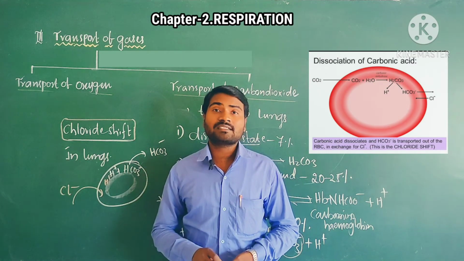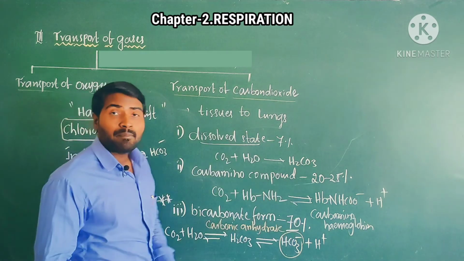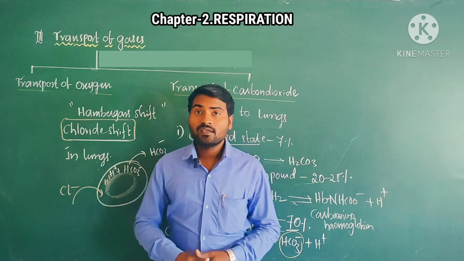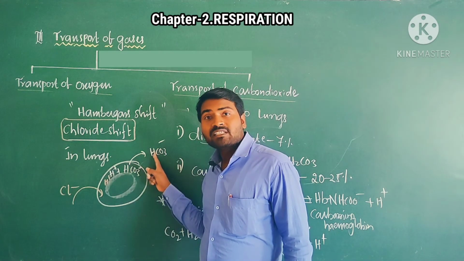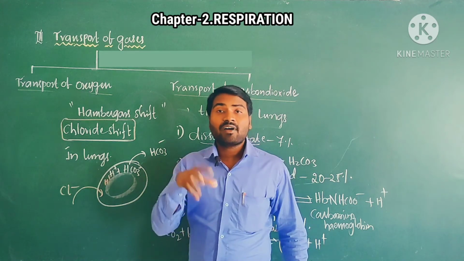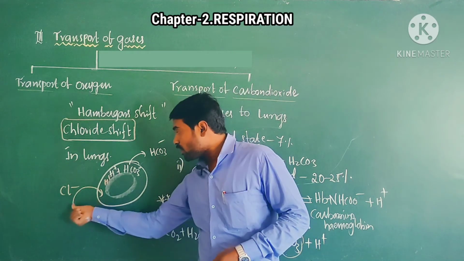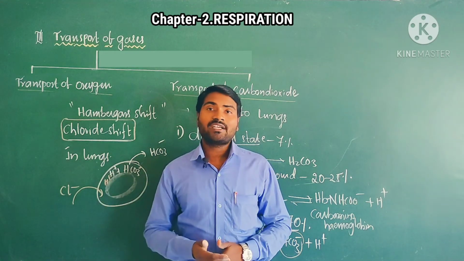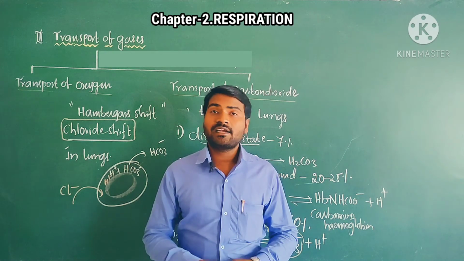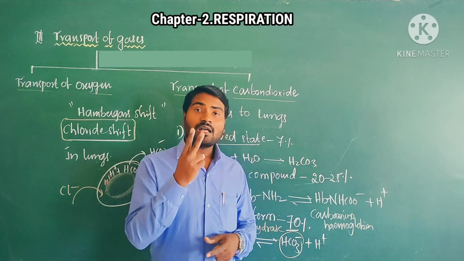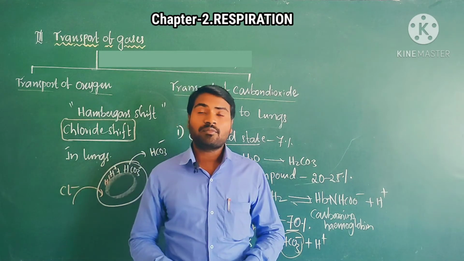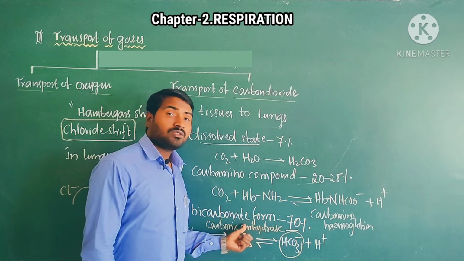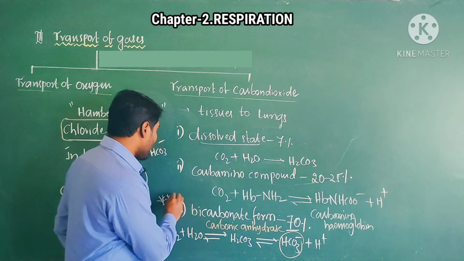Such shifting of chloride ions into the RBC is known as chloride shift. It is also known as Hamburger shift or Hamburger's phenomenon. So this point is important. When the bicarbonate ions leave the RBC, the hydrogen ions increase, so to make balance, chloride shifts into the RBC. This shifting of chlorides into the RBC is called chloride shift. In this way, carbon dioxide returns to the lungs in the dissolved state, as carbamino compound and in the bicarbonate form. A huge amount of carbon dioxide returns in the bicarbonate form. We have to remember this point. It is important.